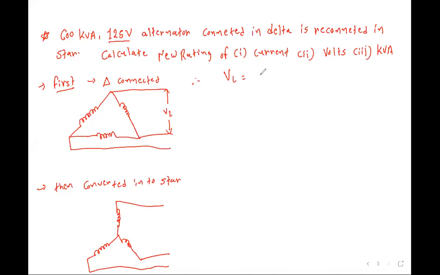Very good, Ashley. So for delta connection, my line voltage must be equal to my phase voltage, and its value is 125. It's already given. Now the capacity is 600 kVA. So kVA is equal to root 3 VL IL. Let's say this is my line current, IL.